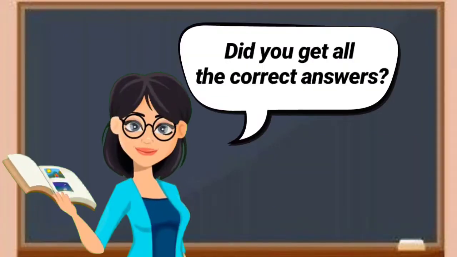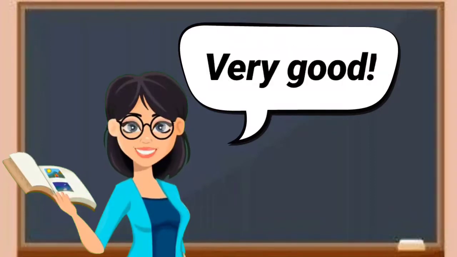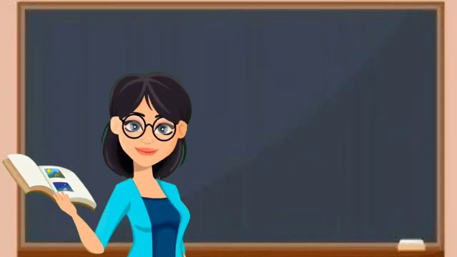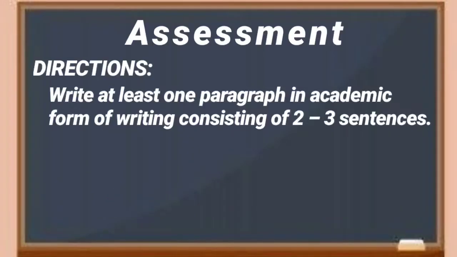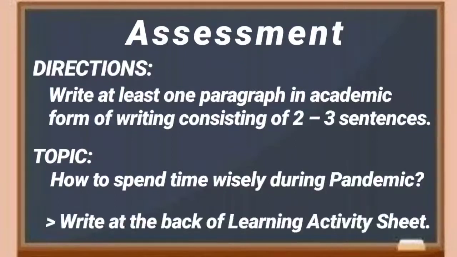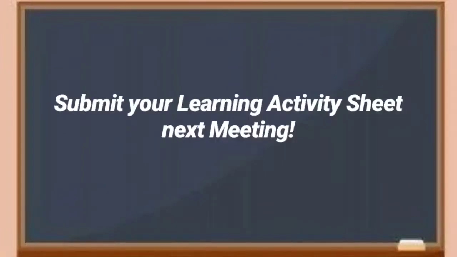Did you get all the correct answers? Very good. Let's give ourselves a round of applause. For your assessment, write at least one paragraph in academic form of writing consisting of 2 to 3 sentences. Here is the topic: how to spend time wisely during pandemic. You may write your answers at the back of your learning activity sheet. You will submit the activity sheets on our next meeting.